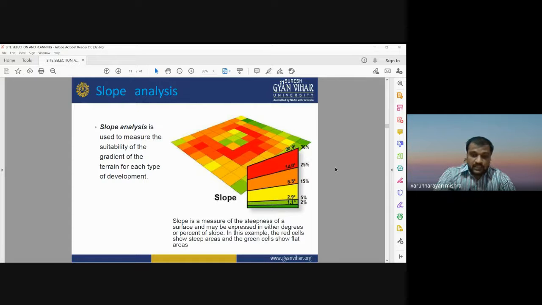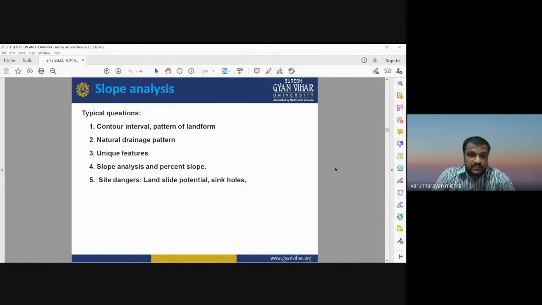Now moving to the next slide, slope analysis. During the slope analysis, the typical questions are the contour intervals. You should take care of the contour intervals, then the pattern of the landform, whether you have to check the natural drainage pattern, and unique features: what kind of unique features are present in that study area. Slope analysis can be done, and you can represent the slope in the form of percentage.